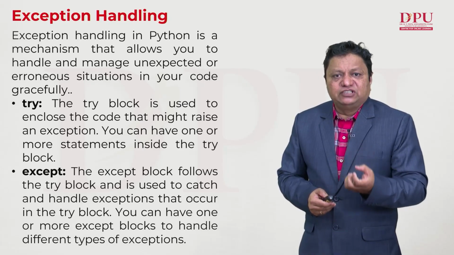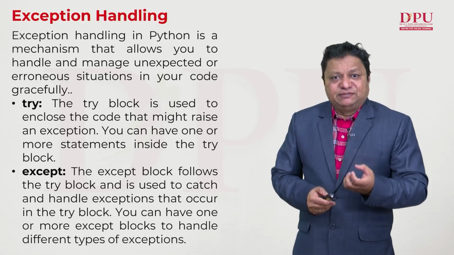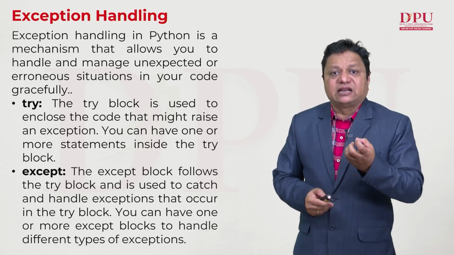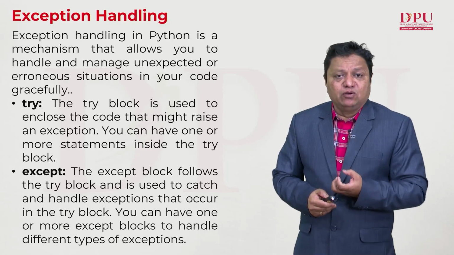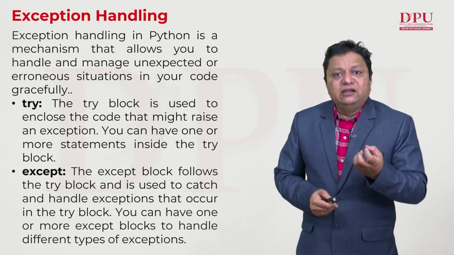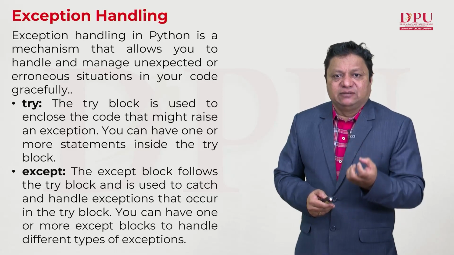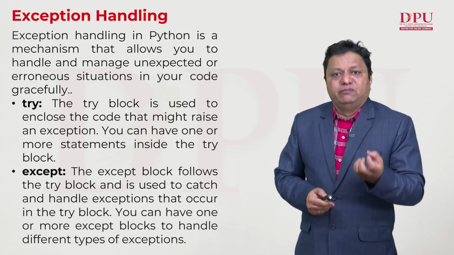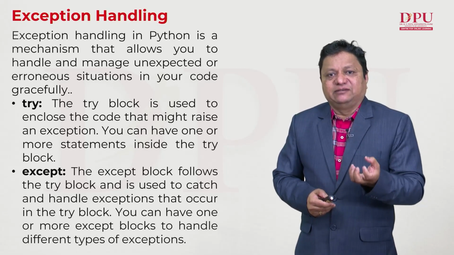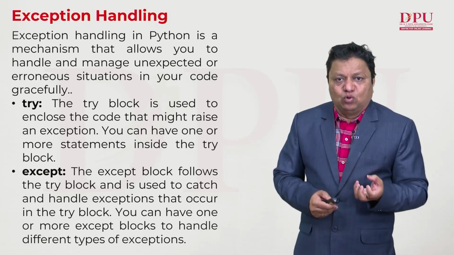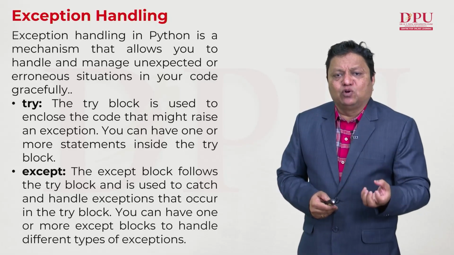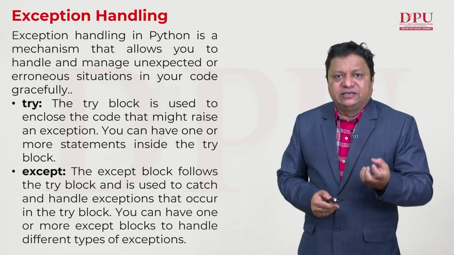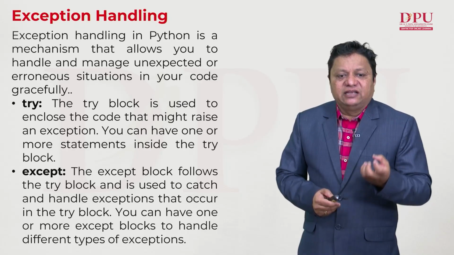For the statement for which you suspect that an exception can occur, what will I do? I will write this statement in a try block, and in the except block, I will write the code to handle that exception. If the divide by 0 exception occurs, it will be thrown. I will catch that exception in the except block, and I will write the code to handle it. Means what should happen next when the divide by 0 exception occurs, that code I will write in the except block.